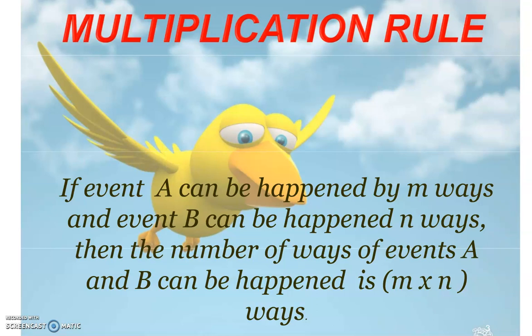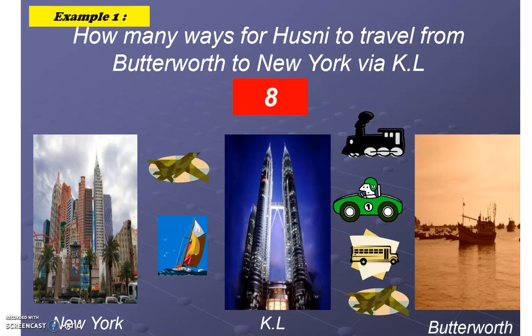Okay, if event A can happen in m ways and event B can happen in n ways, then the number of ways events A and B can happen is m times n ways. Okay, so kita akan tengok okay how this is going to work. Okay, untuk questions and examples. Okay, so this is the example.